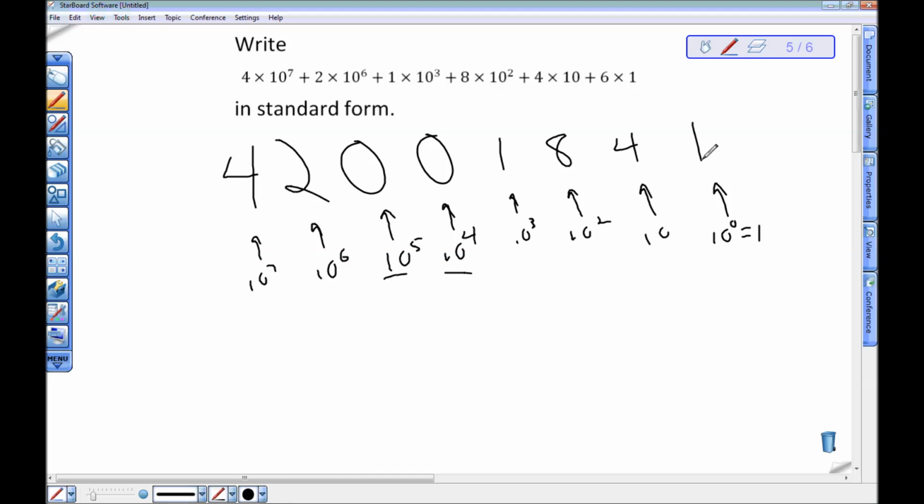Now I wrote that number kind of stretched out because I've got the place values underneath it. Let me put in some commas here. And this looks like 42,001,841. So that number up there is 42,001,841.